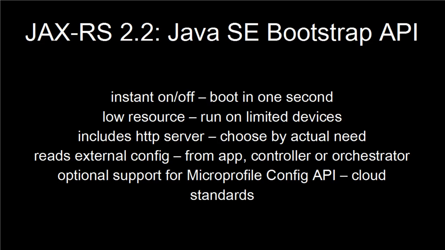Let's look into release 2.2 once more in depth. So this is what you can do today. JAX-RS 2.2 provides a new API. We call it the Java SE Bootstrap API. Actually, the products implementing JAX-RS were able to run on Java SE for a long time. JAX-RS mentioned Java SE environments right from the start, but what was missing there was the code that I have to write when I want to bootstrap it.